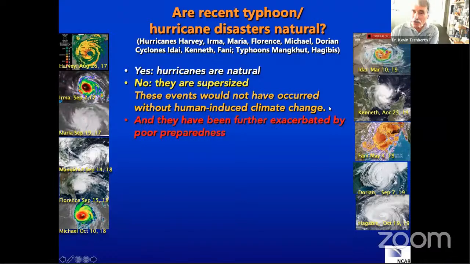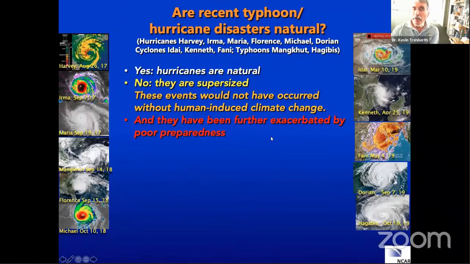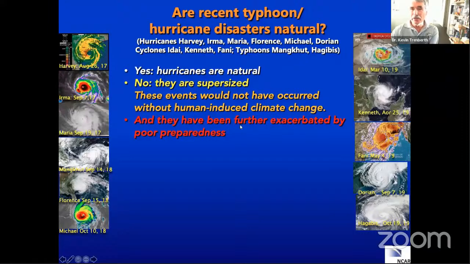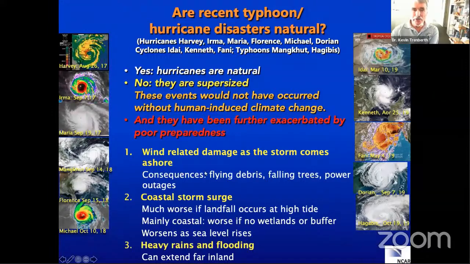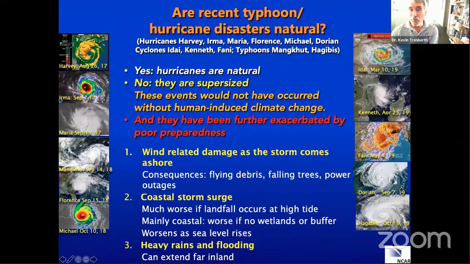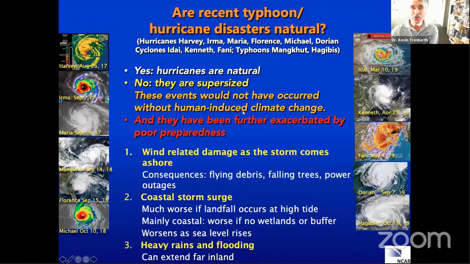And they've also been further exacerbated by poor preparedness. People have not prepared adequately, although in some cases, in Southern Asia, in Bangladesh, in Pakistan, in India, evacuation routes and warning systems have been prepared, and there's been tremendous improvement in the loss of life in recent events in that region. So this is the kind of damage that occurs, and often the flooding is extreme, and things break.